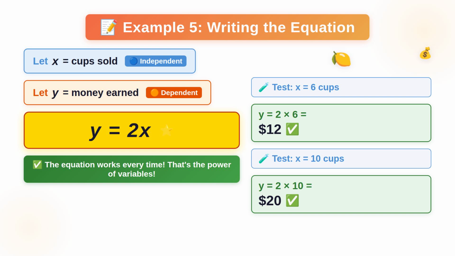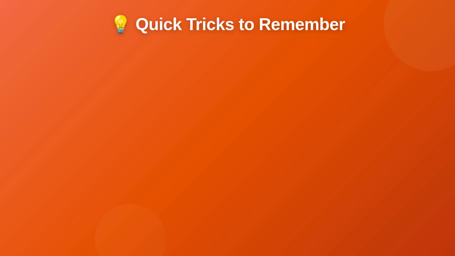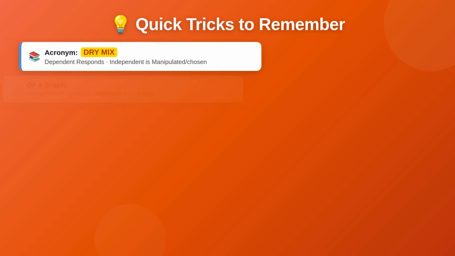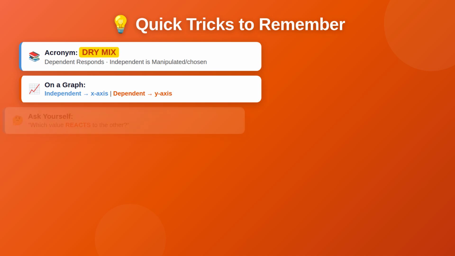Now let's test it. Plug in X equals 6 cups sold. Y equals 2 times 6, which is 12. She earns $12. Plug in X equals 10. Y equals 2 times 10, which equals $20. The equation works every time. That's the power of understanding which variable is independent and which is dependent.